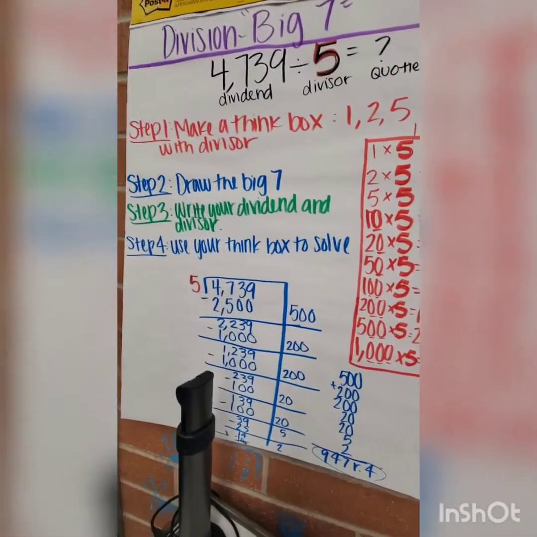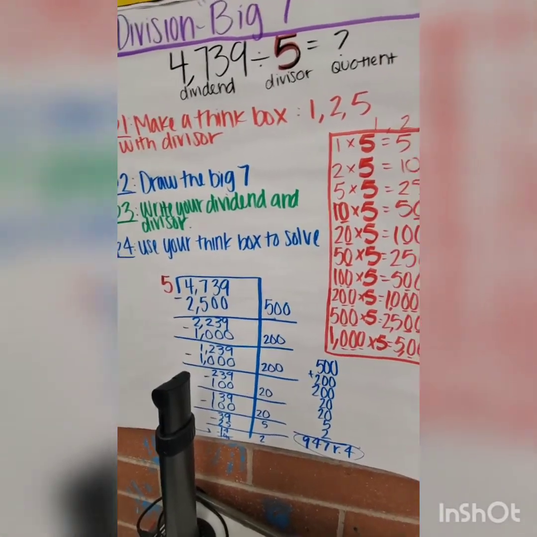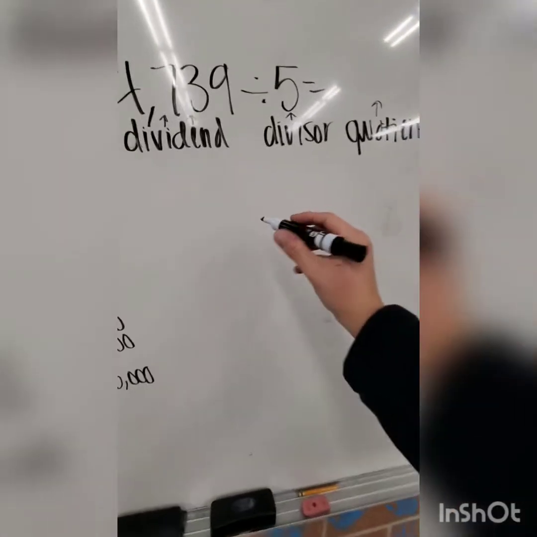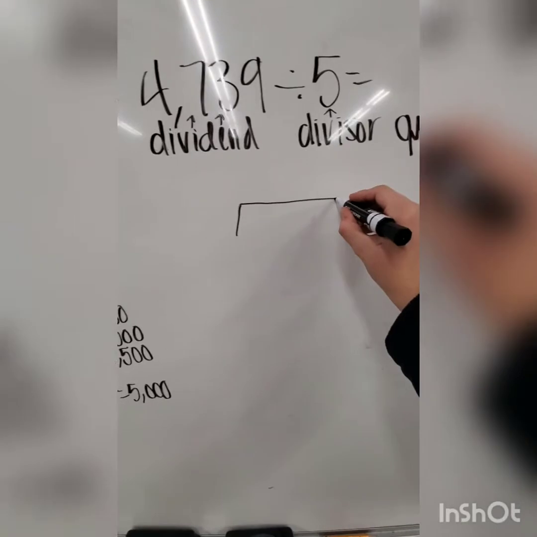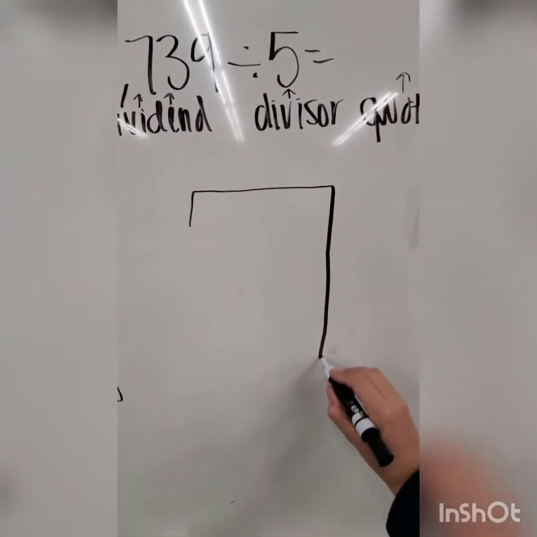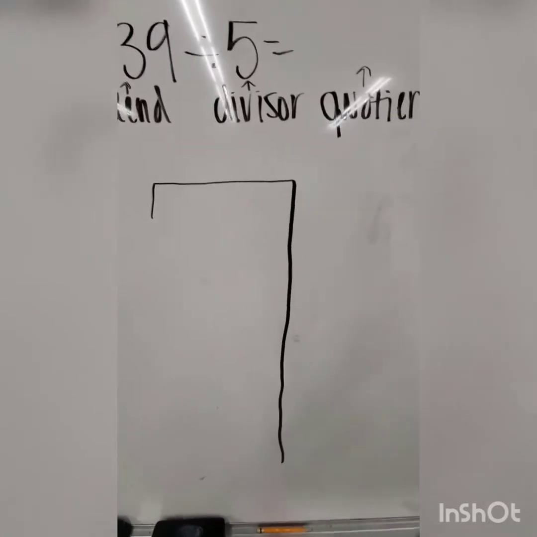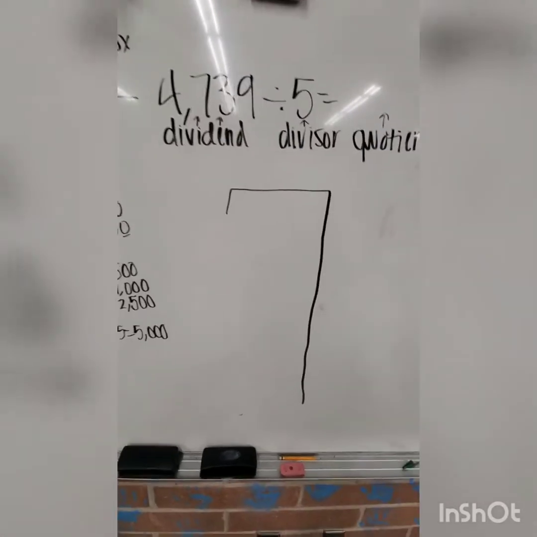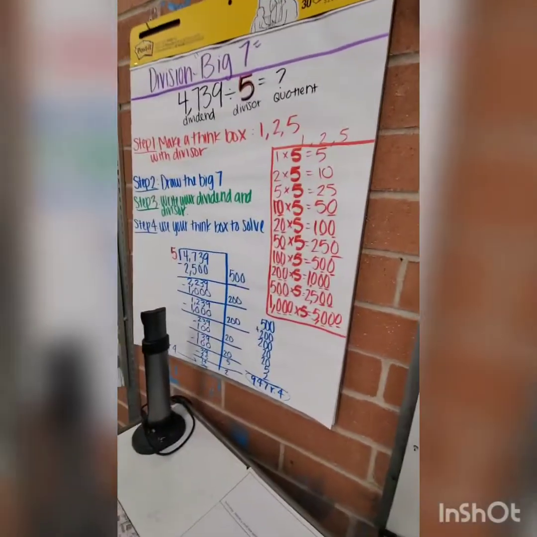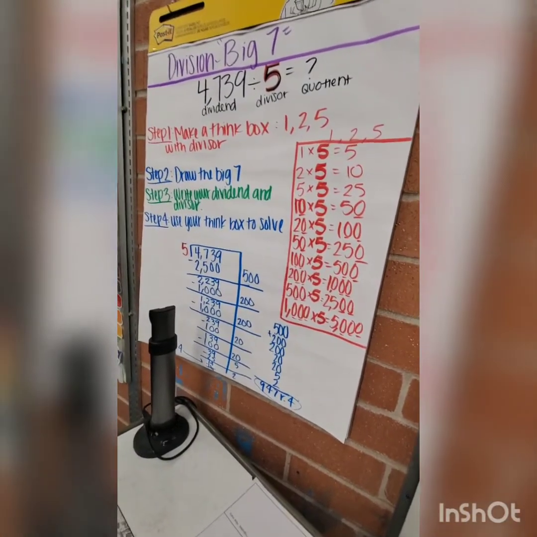My step 2 says I draw the big 7, so I will show you what the big 7 is. It is just a very big 7. And the kids also see that it kind of looks like when you do hangman. So that's the big 7. That's why it's called big 7.